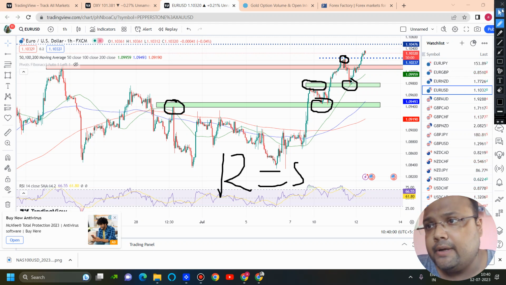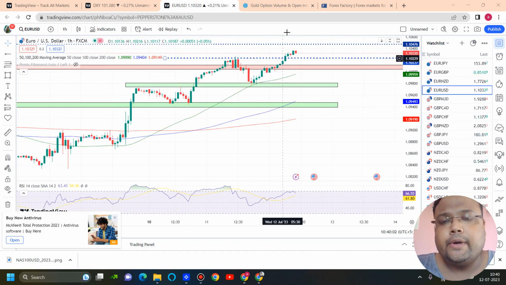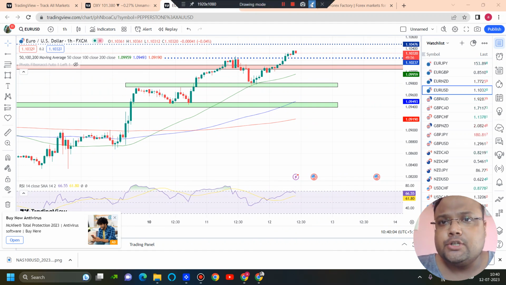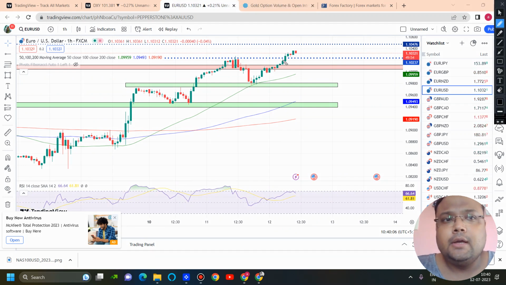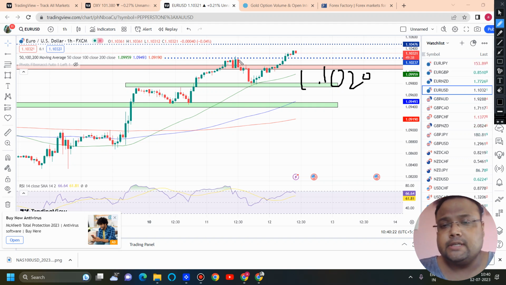This is the current market price. So let's wait and watch during the European session. There's a good chance that the market will take support around this area here, the level of 1.1020 or 1.1010. Around this level we have previous resistance which should work as support before CPI. After CPI, the market will be extremely volatile.